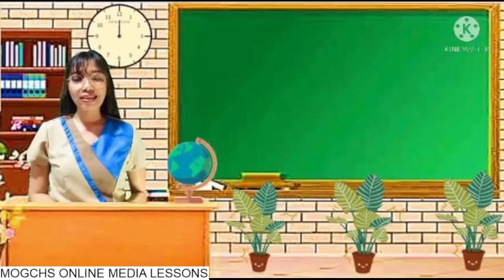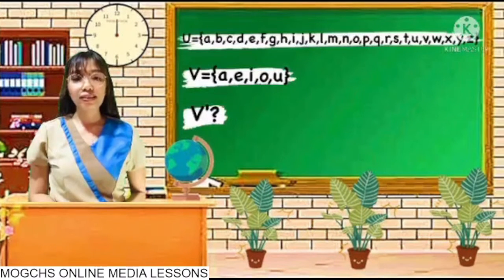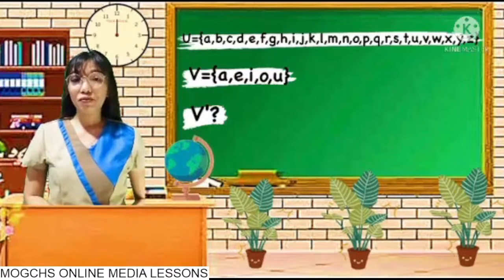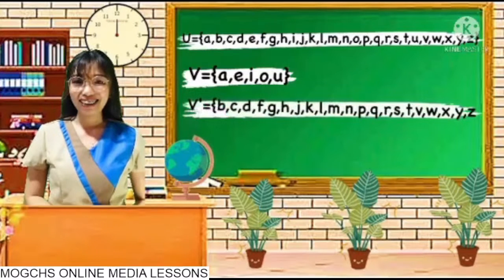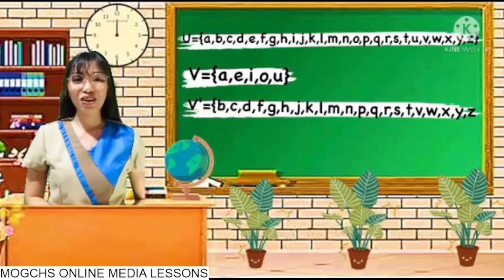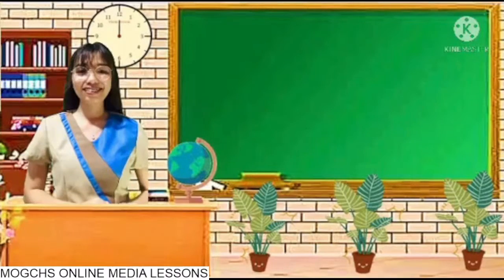Now, let's have an example. The universal set contains the 26 English letters of the alphabet, and our set V contains the vowels. What is V prime? That's right. V prime are the consonant elements.